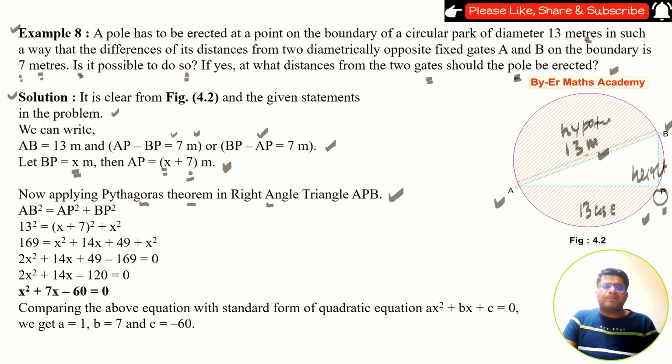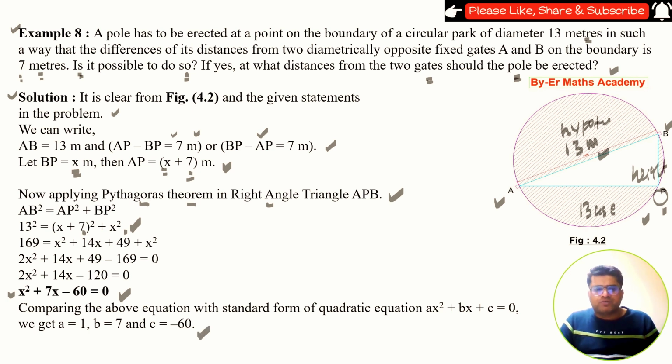AB square, it means hypotenuse square, is equal to AP square (base square) plus BP square (height square). The value of AB square is 13 square, and AP is x plus 7 square, and BP is x square. From these values you can simplify and find the required quadratic equation. This is your required quadratic equation, and you find the values of a, b, c from this quadratic equation.